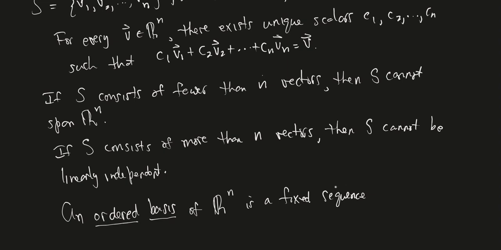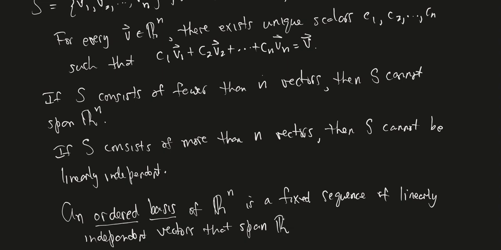So it's a fixed sequence of linearly independent vectors that span Rn, right? So it's a basis, but now it's ordered, and that's why it has this fixed order to it. So I guess probably a sequence is something that's ordered. A list is something that's ordered. A set is not ordered, right? So that's why we don't just refer to it as a set now. You can refer to it as either a fixed list or a fixed sequence, right?